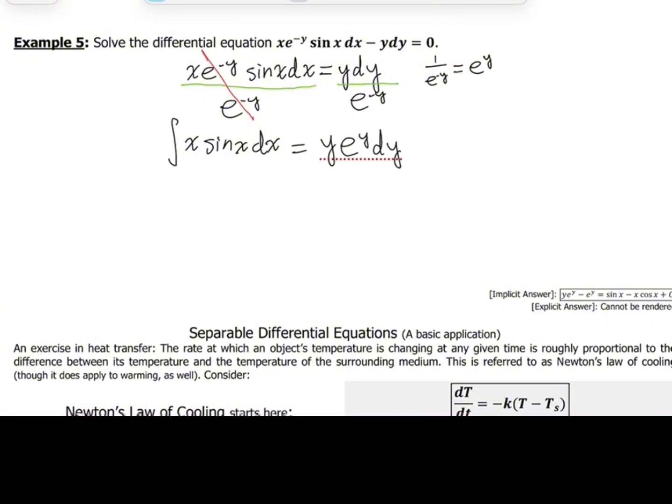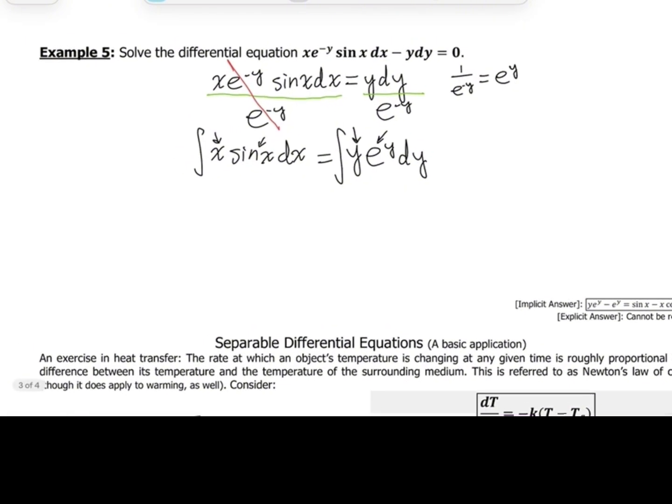Now it's time to integrate both sides. And what integration technique should we use here? Notice that we have a polynomial times a trig function, and we have a polynomial times an exponential. Hint, hint, it starts with the t. Tabular method. We will do tabular on the left and on the right.